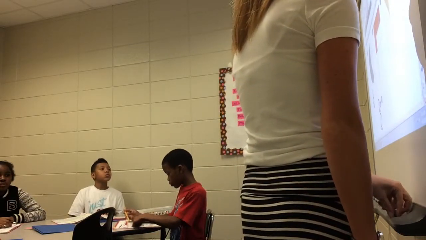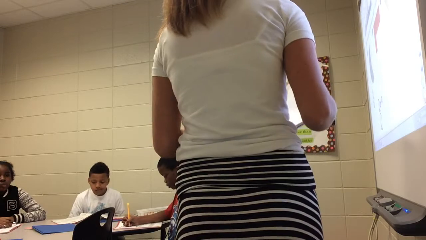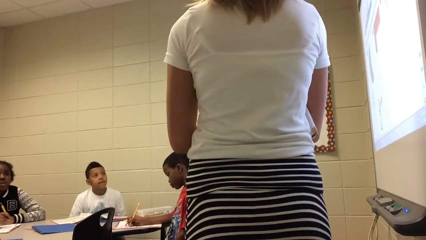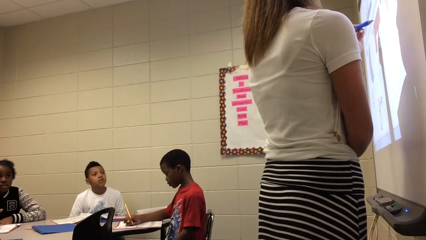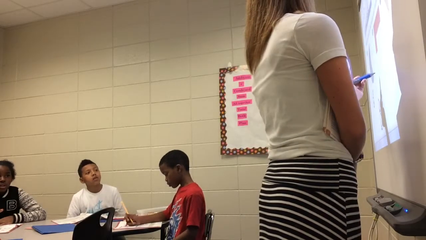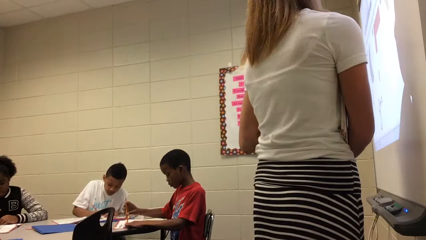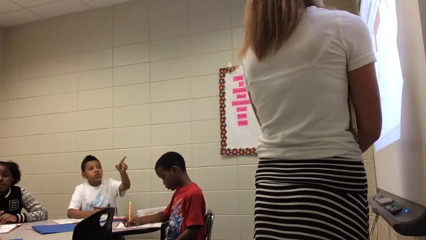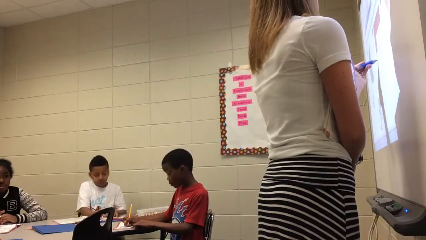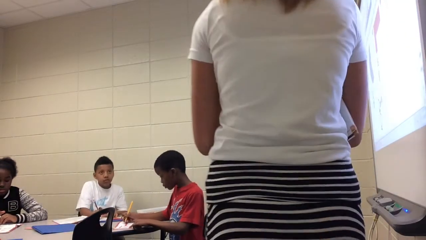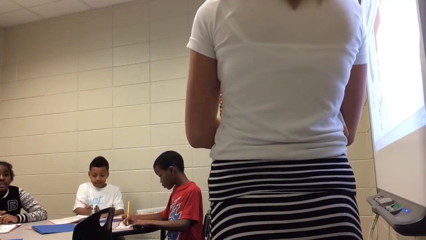Okay? Let's look at 6. How many total pieces do I have? 8. 1, 2, 3, 4, 5, 6, 7, 8. And that number is going to go on the bottom because that's my denominator. How many shaded squares do I have? 5. Does everybody agree? Yes. 5, and that's my numerator. To name that fraction, that is 5 eighths.